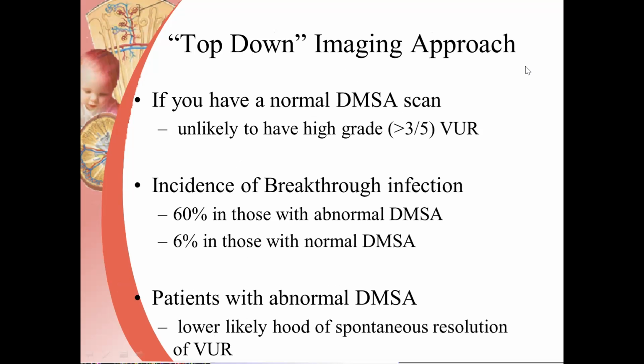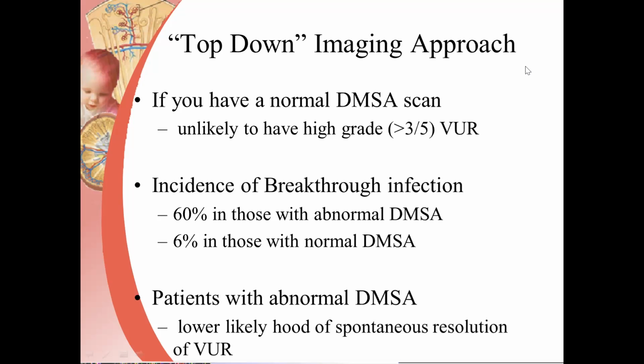Now, this approach of doing DMSA first is known as the top-down approach. If they have a normal DMSA scan, then it is unlikely to have a high-grade vesicoureteric reflux as a cause of urinary tract infection. Again, the incidence of breakthrough infection is 60% in those with an abnormal DMSA scan, whereas only 6% in those with a normal DMSA scan. And patients with an abnormal DMSA scan have a lower likelihood of spontaneous resolution of VUR. So a DMSA scan helps in several things: it helps to decide on further evaluation, and it also warns the physician that this is a more serious problem because some scarring has already happened.